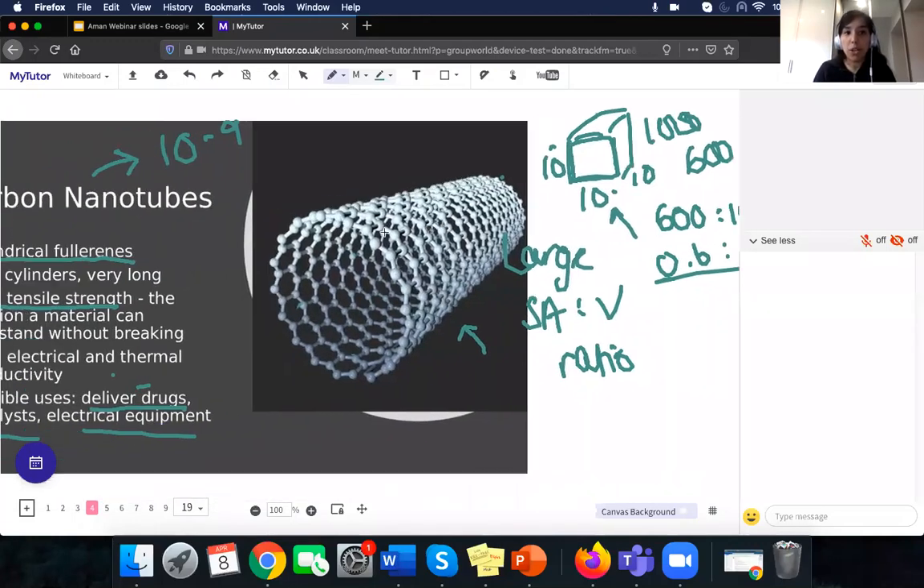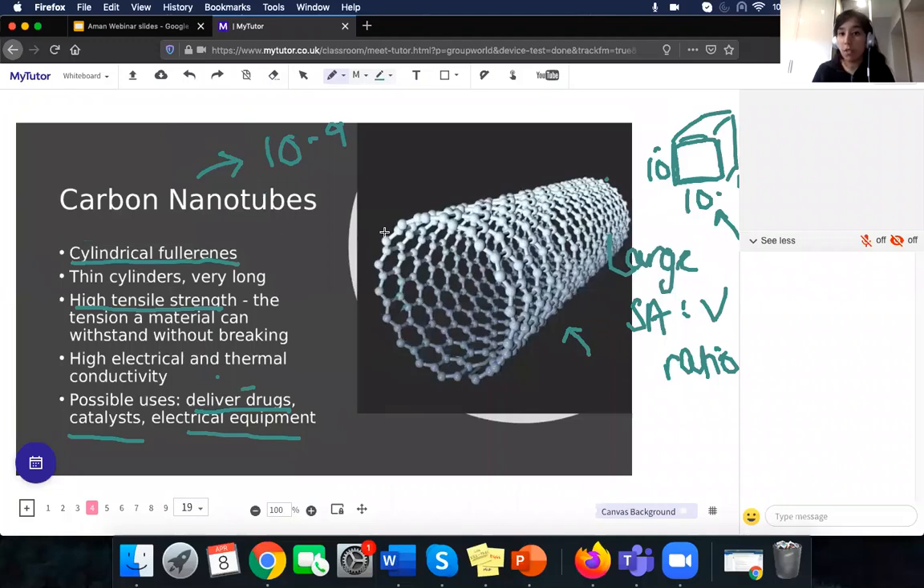So this carbon nanotube over here has a really large surface area to volume ratio. And that means that a lot of reactants can attach to it and react quicker. So remember, catalysts speed up the reaction. So if we've got a large surface area to volume ratio, that's a lot of surface area available for particles to attach to in order to speed up a reaction. So that's exactly why they're used as catalysts.